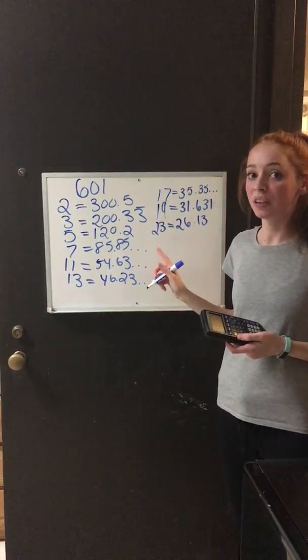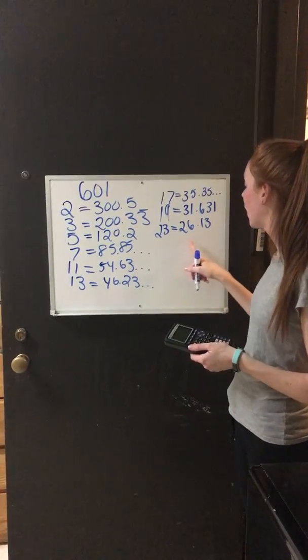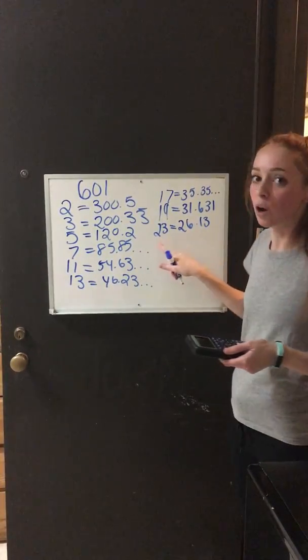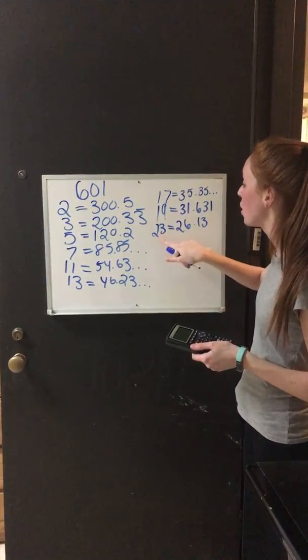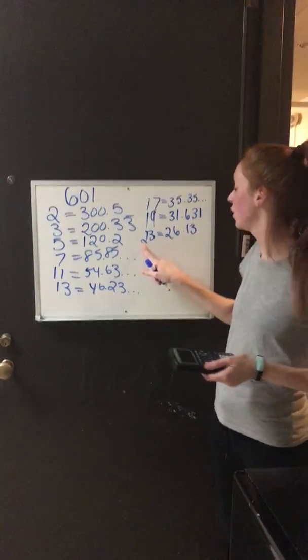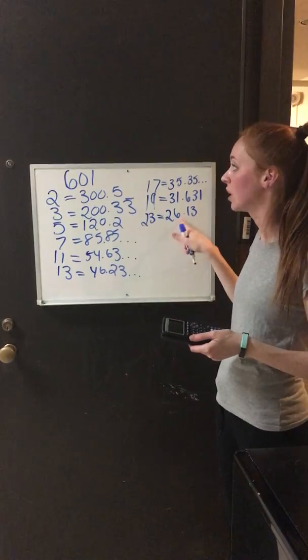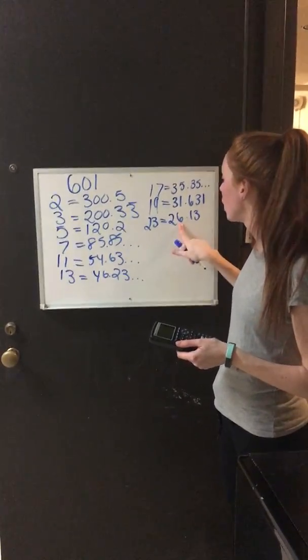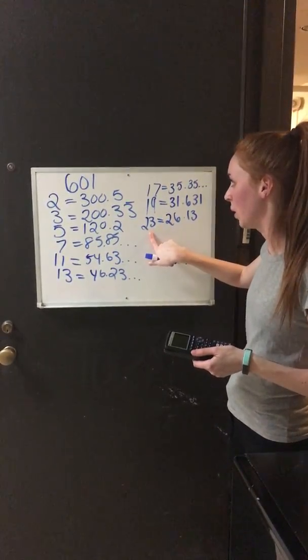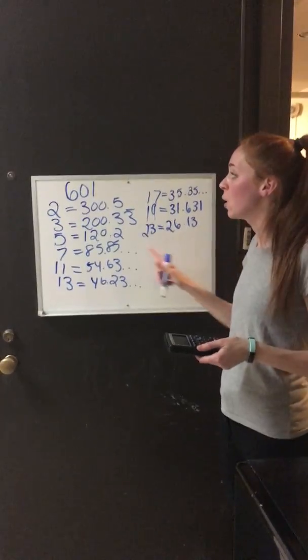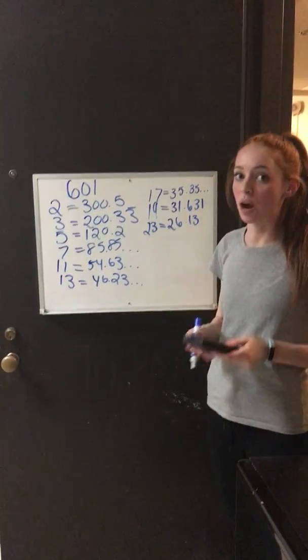Now, one thing that happens here that doesn't happen anywhere else is that our answer number is smaller than our prime number divisor. So since we see this, we know that we can stop because this number is smaller than what we started with. So because of this, we know that 601 is a prime number.